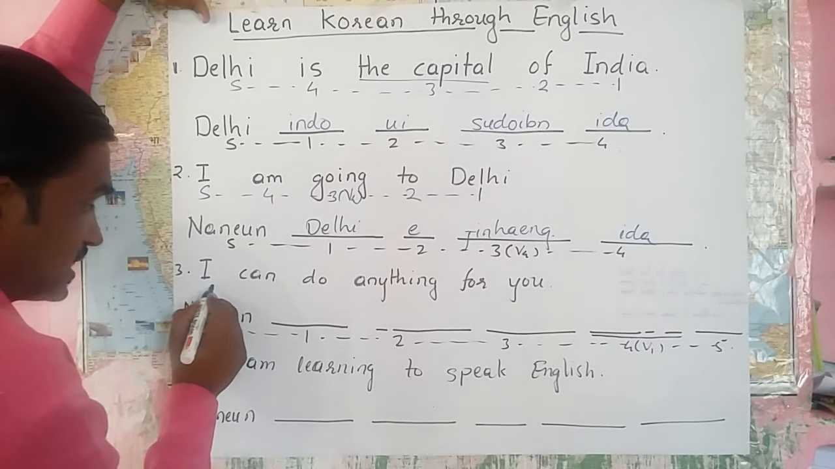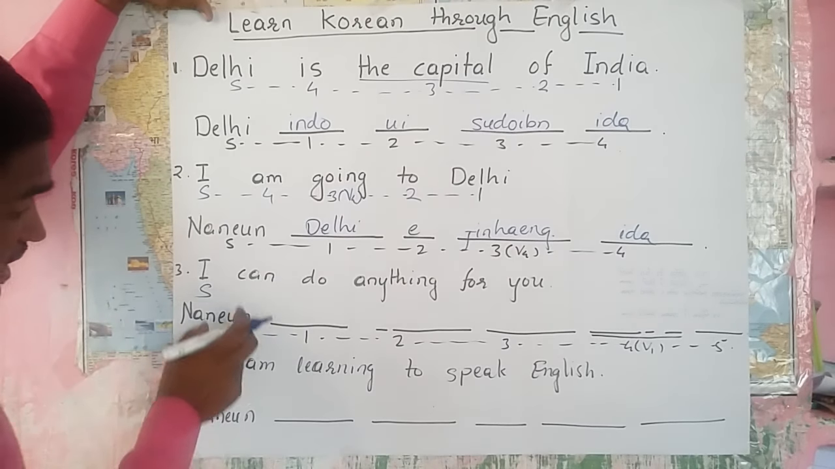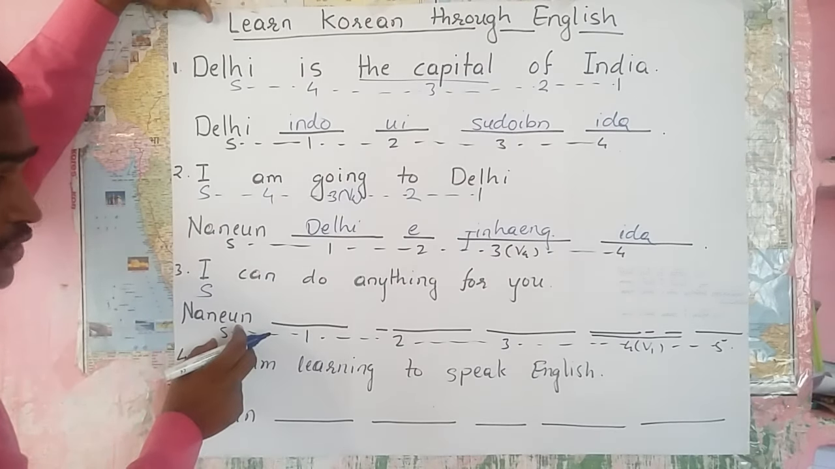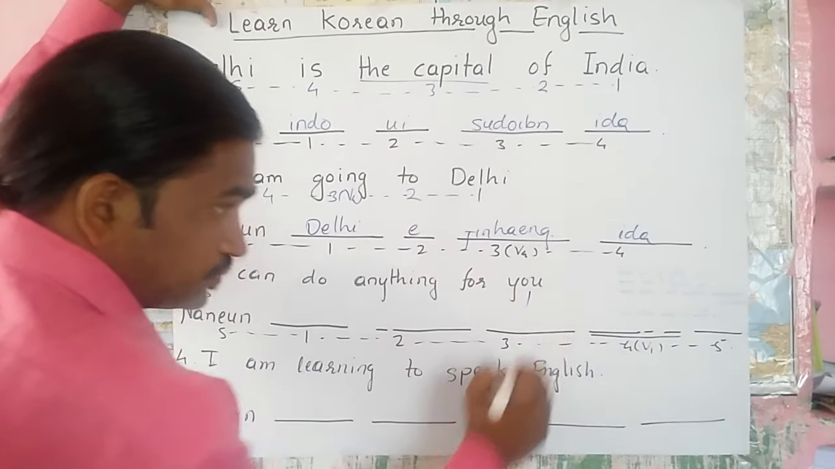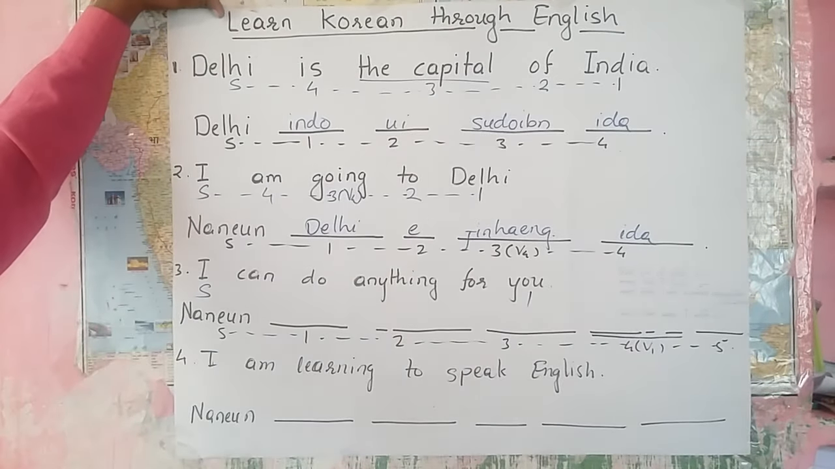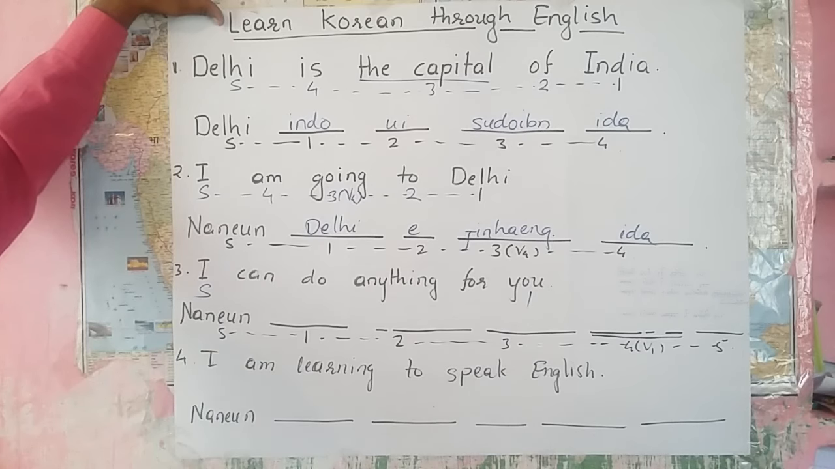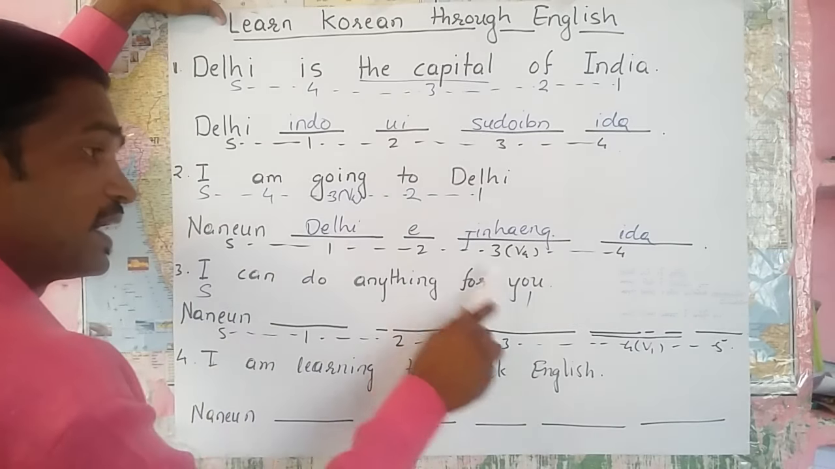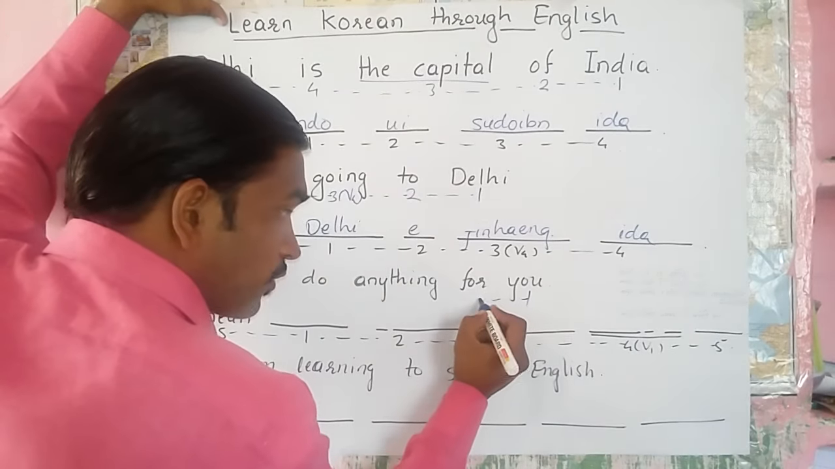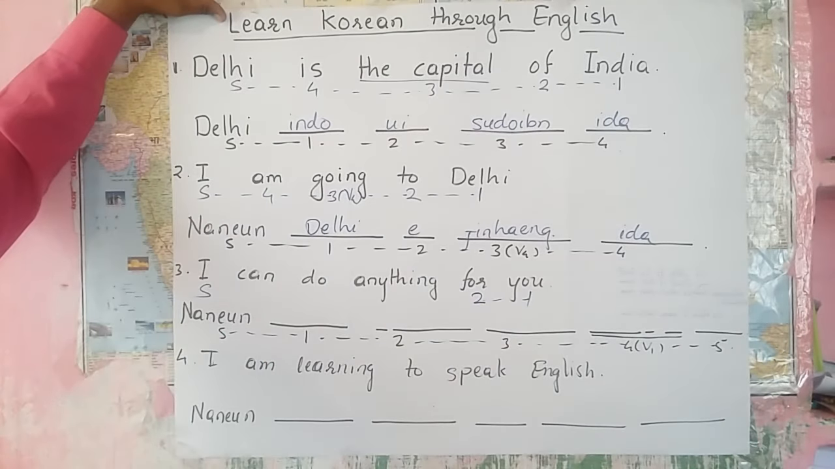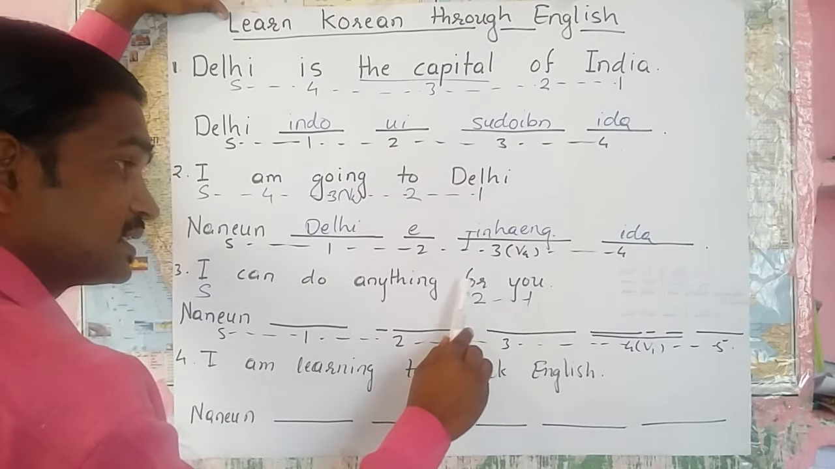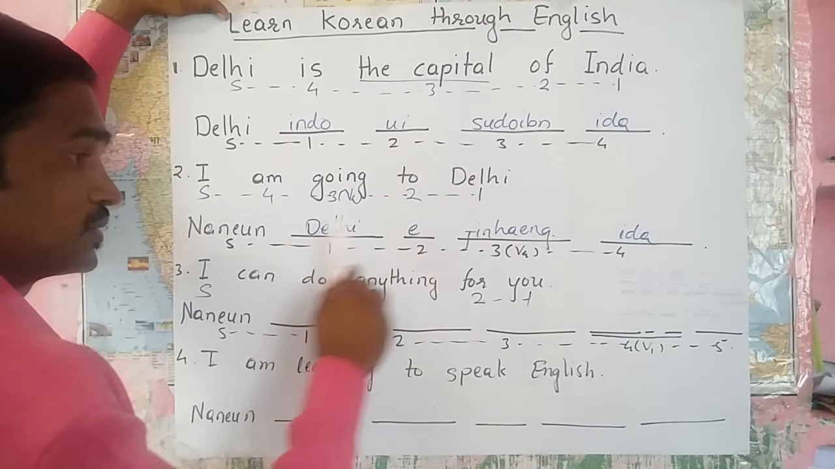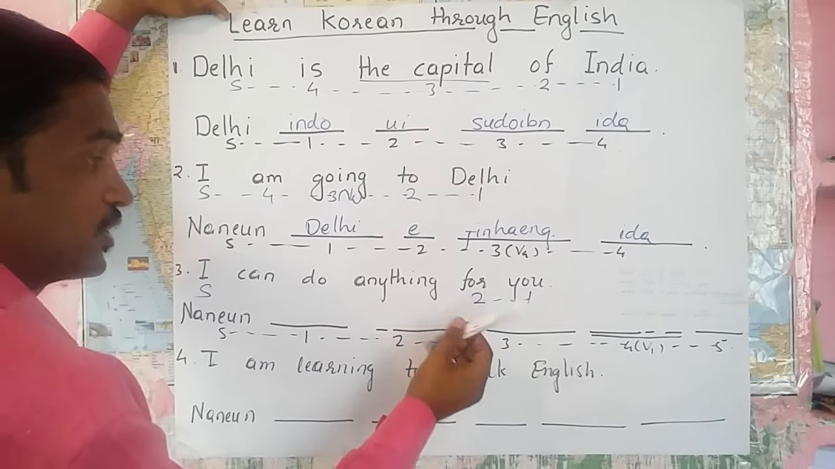The next sentence is I can do anything for you. The subject of this sentence is I. The Korean word for I is Nanyun. At the end of the sentence there is you. The Korean word for you is Dangshin. Look here. Nanyun Dangshin. For for, E Dayan. Look here. Nanyun Dangshin E Dayan.